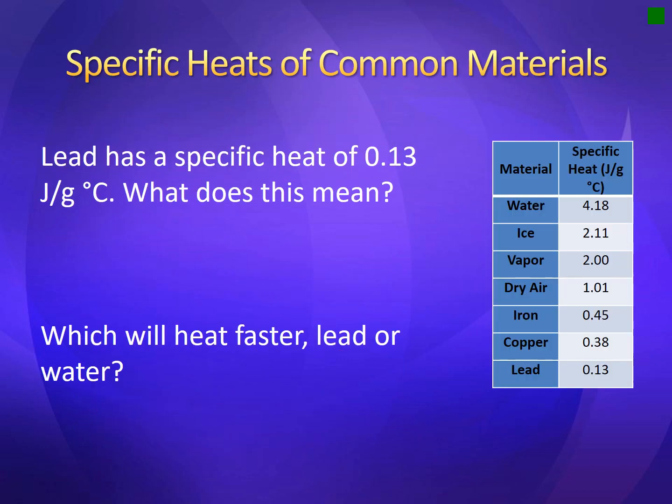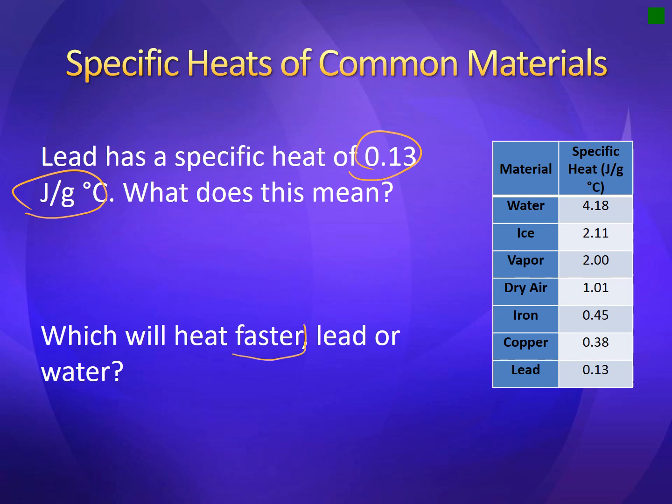Okay. So looking at some specific heats, lead has 0.13 joules per gram degree Celsius. So what does that mean? We needed to put in 0.13 joules of energy to raise 1 gram of lead 1 degree Celsius in temperature.